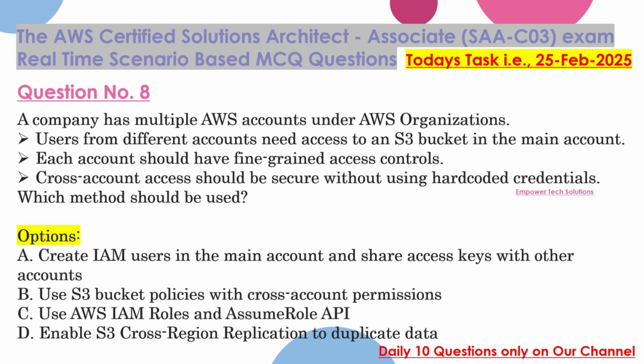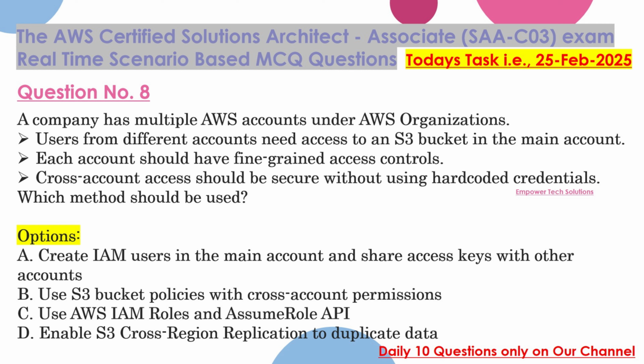Question 8. A company has multiple AWS accounts under AWS Organizations. Users from different accounts need access to an S3 bucket in the main account. Each account should have fine-grained access controls. Cross-account access should be secure without using hard-coded credentials. Which method should be used?